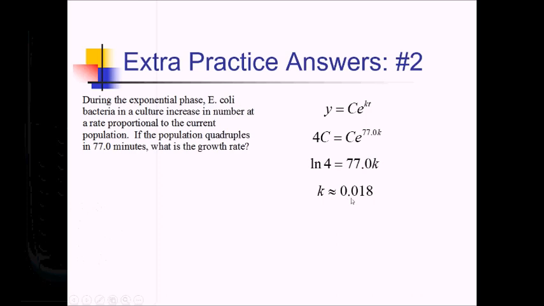So that's my k value, but they wanted to know what the growth rate was. So I guess I could leave it this way. This is technically an acceptable version of it, but if I want to make a percentage, make it look cooler, let me move the decimal and call this 1.8%, but percent per what? So this is going to be minutes, right? The population is changing in terms of minutes. So this is going to be 1.8% per minute.